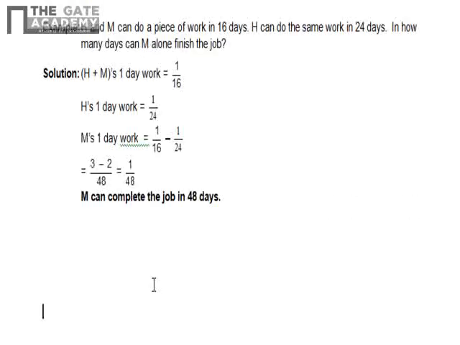Now the next example. H and M can do a piece of work in 16 days. H can do the same work in 24 days. In how many days can M alone finish the job? The combined 1 day work is 1 by 16, and you know that H's 1 day work is 1 by 24. Then it's very simple. M's 1 day work will be 1 by 16 minus 1 by 24, that is 1 by 48. That means M can complete the job in 48 days.